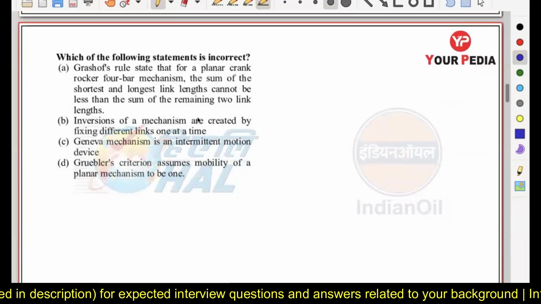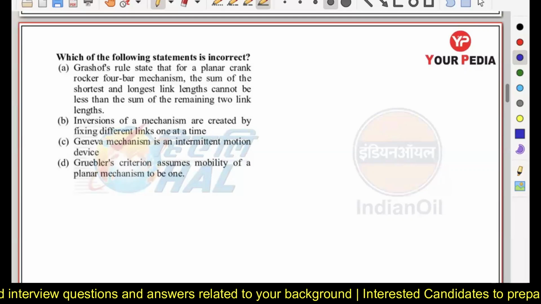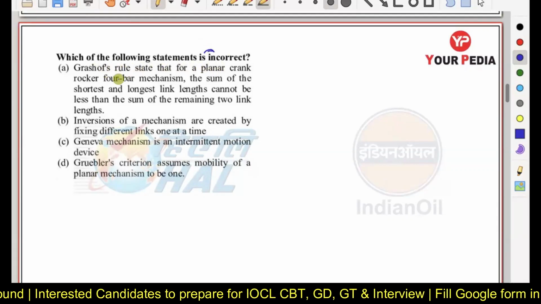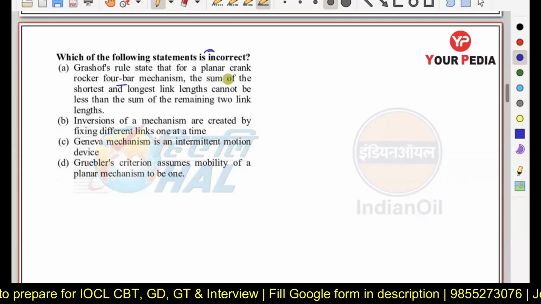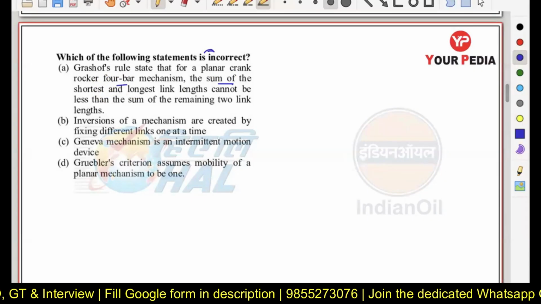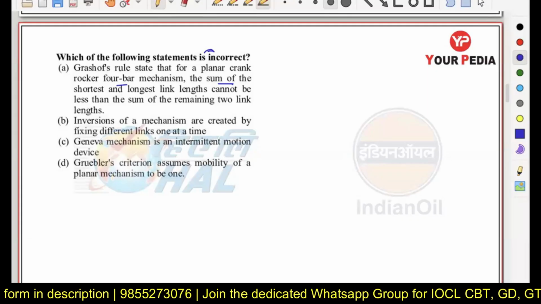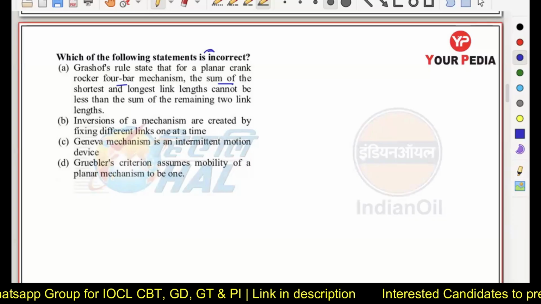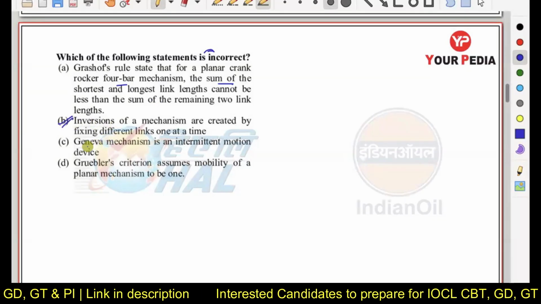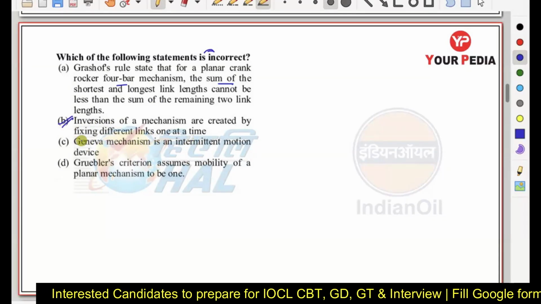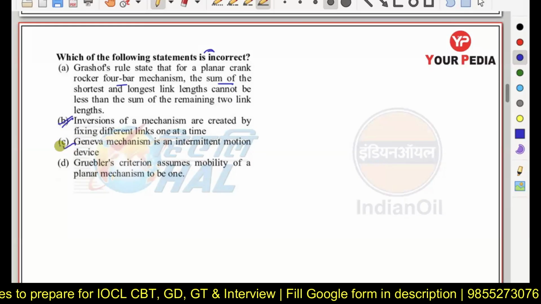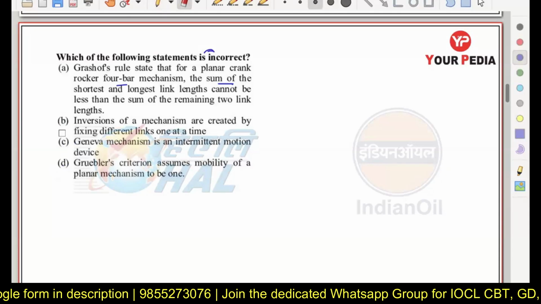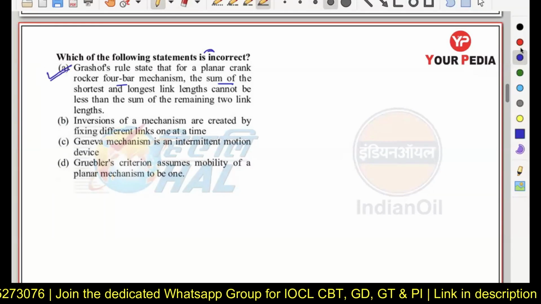Next part, which of the following statements is the incorrect one here? Grashof rule states that for a planar crank rocker mechanism, the sum of the shortest and the longest link cannot be less than the sum of the remaining two links' length. Inversions of mechanisms are being created by fixing different links one at a time. The Geneva mechanism is an intermittent motion device here. Grubler criteria assumes mobility of a planar mechanism to be 1 here. Okay. So out of this, only option number A. Yes, Ajit. Option number A is the correct answer.